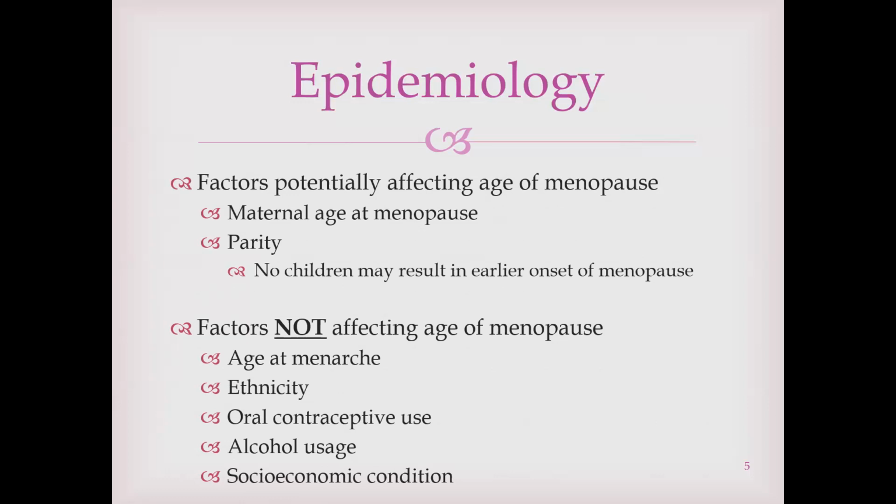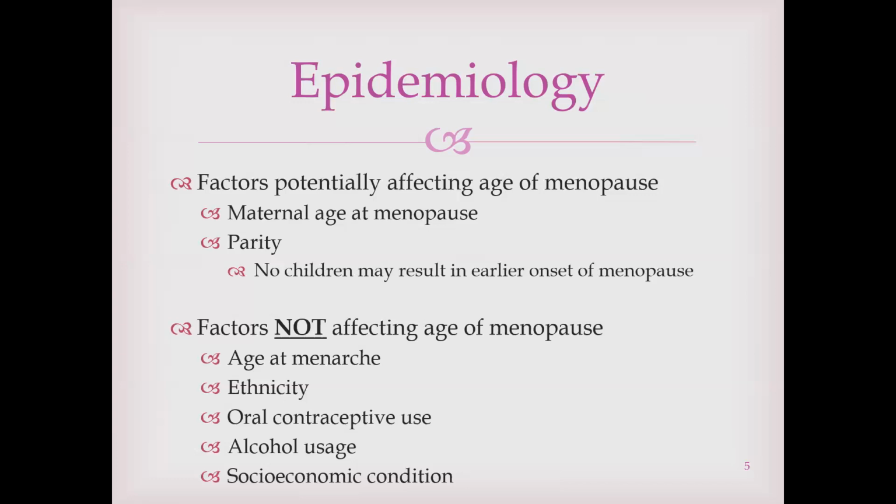And then parity: having children delays the time of onset of menopause. If someone has frequent pregnancies in her lifespan, she will delay her onset of menopause. That's why we have some individuals who have had 18 children and are still having children into their 50s and 60s; they've delayed their onset of menopause by having so many children. So in comparison, someone who's had numerous pregnancies will delay their onset of menopause.